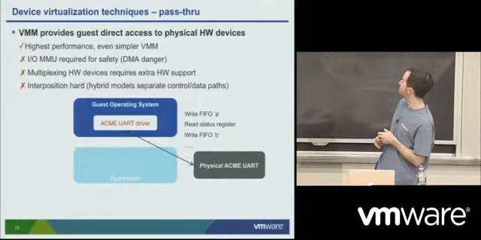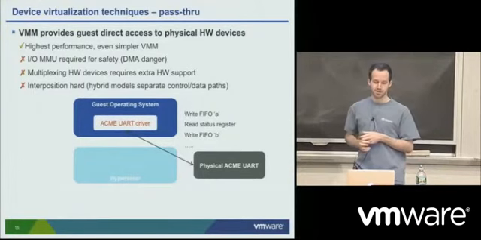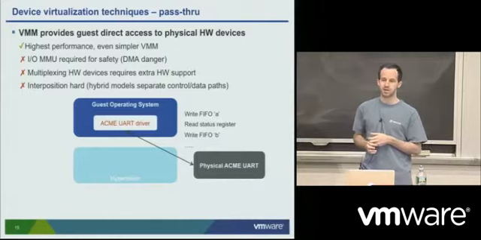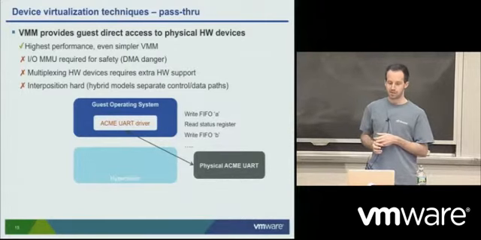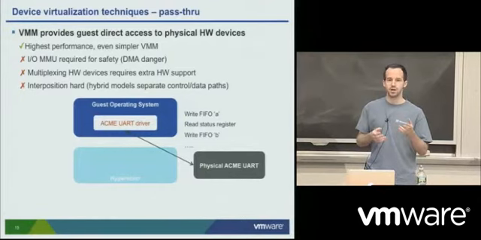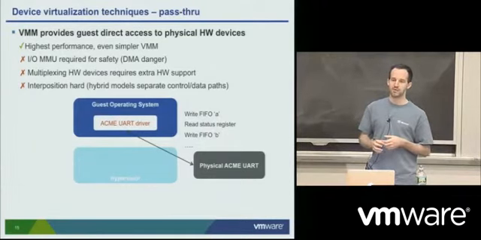But it comes with some significant downsides. To start with, interposition is very challenging. It's either impossible or perhaps possible if you use a hybrid of some of these techniques, which are presented as pure techniques, but they're not. You can use combinations of them. And it also requires somewhat sophisticated hardware to support in order to do safely.